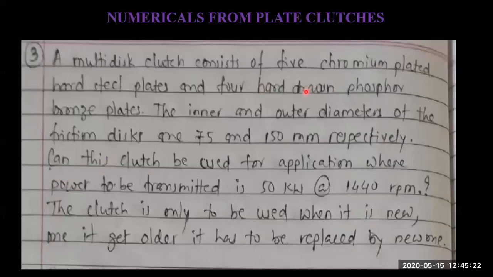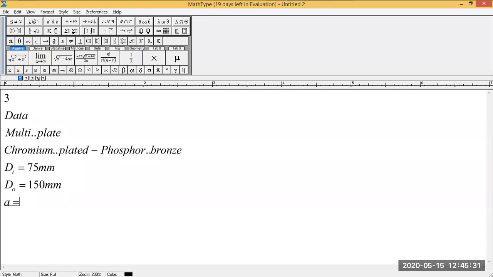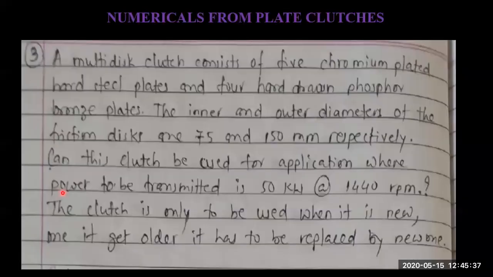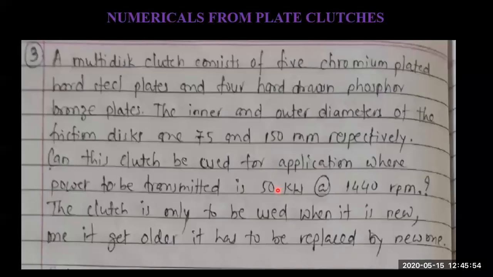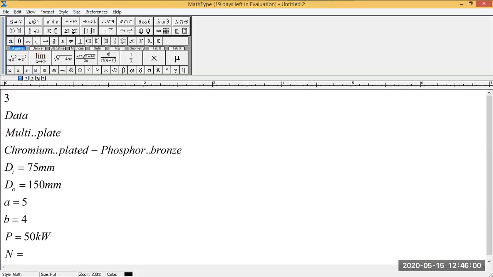Then the clutch consists of 5 chromium plated hard steel plates. So hard steel plates, let's take A as 5 and B as 4. Can this clutch be used for an application where the power to be transmitted is 50 kilowatt? Power is given. It is asking whether this can be used to transmit 50 kilowatt at 1440 RPM. So N is given, 1440 RPM.